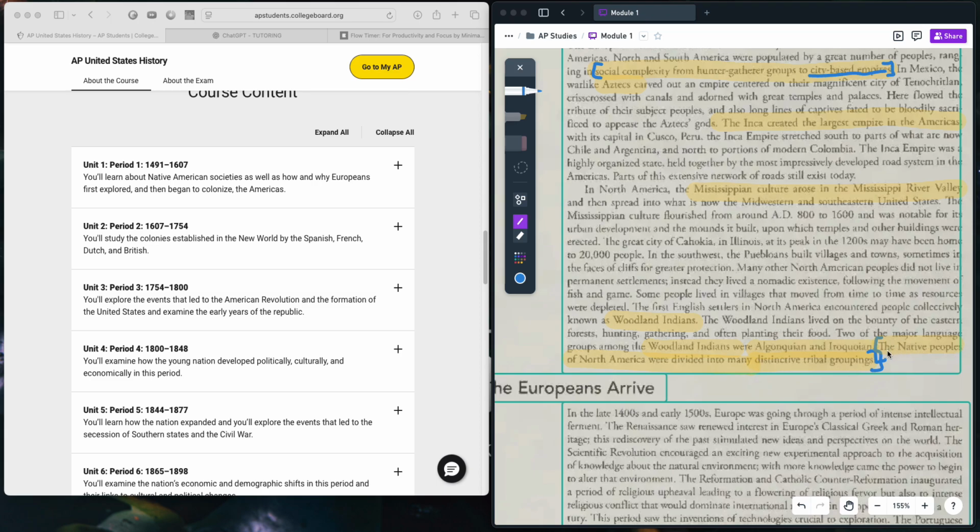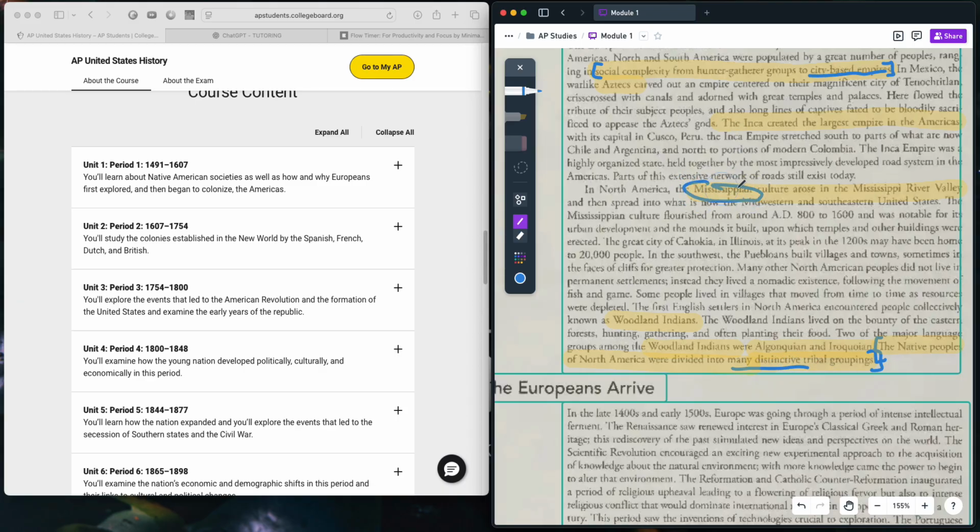So here we see the Native American people were divided into many distinctive tribal groupings. So when Europeans came over, they were like, oh, all these Indians look the same, so they might group them all together. But that's not necessarily the importance, or maybe that's an assumption I'm making, but that's not really what's going on, right? There were many distinctive tribal groups.